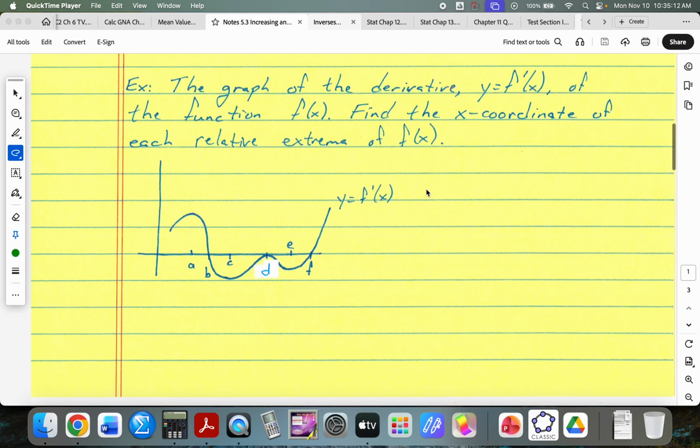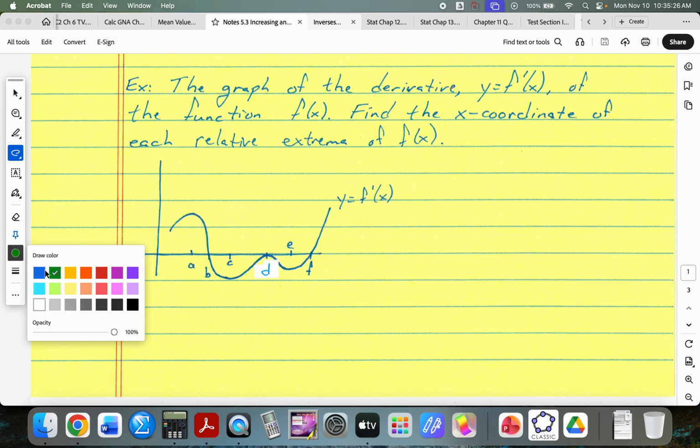So, for example, the graph of the derivative y equals f prime of x of the function f of x, I guess I should have said is given or something. It's not really a sentence.